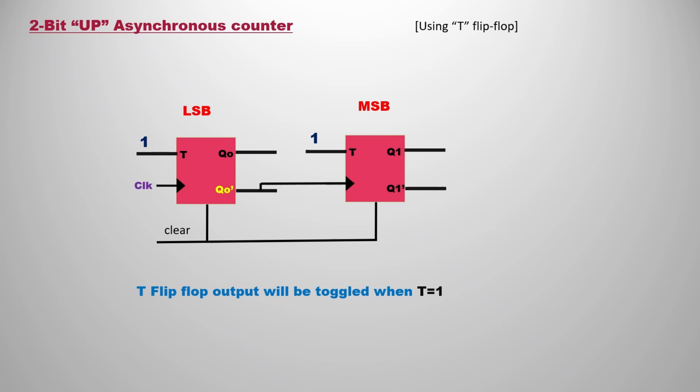In the T flip flop, the main important point is that the output will toggle when T is equal to 1. That is the reason I took both T inputs as 1, and for the second T flip flop you pass the clock as Q naught bar. That is how you get the 2-bit asynchronous up counting using T flip flop.